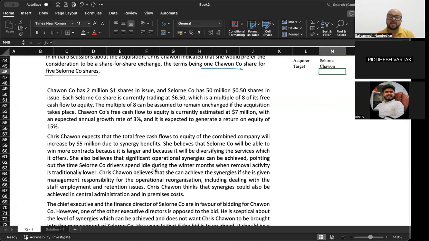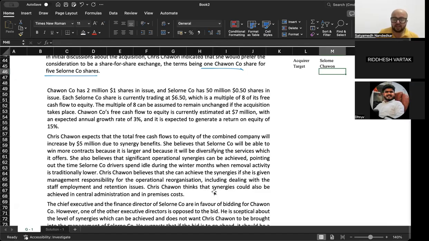Chris Chavon expects that total free cash flow to equity of the combined company will increase by 5 million due to synergy benefit. She believes that Selorne company will be able to win more contracts because it is larger and because it will be diversifying the services which it offers. She also believes that significant operational synergies can be achieved, pointing out that Selorne company drivers spend idle time during winter months when removal activity is traditionally lower.